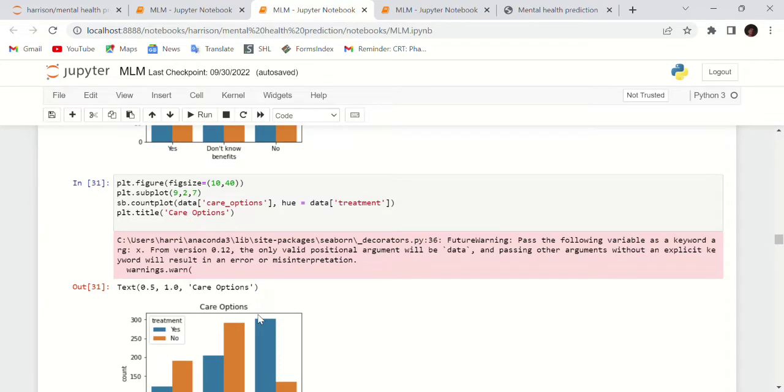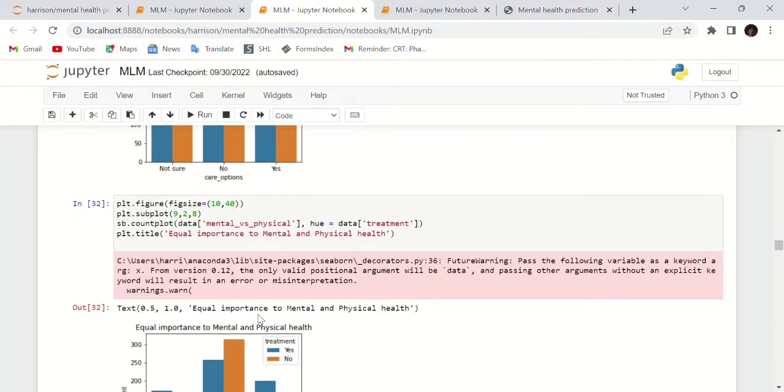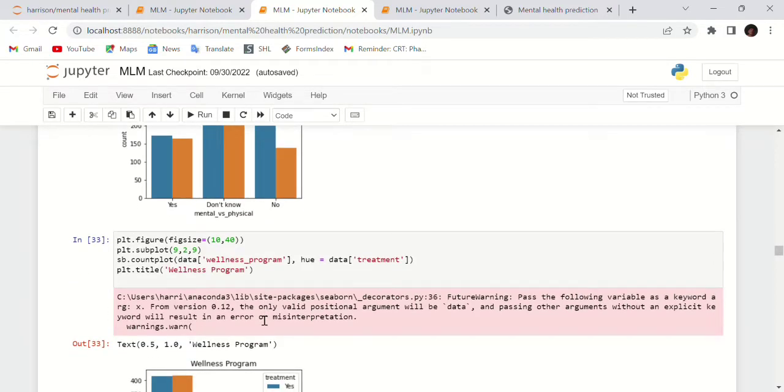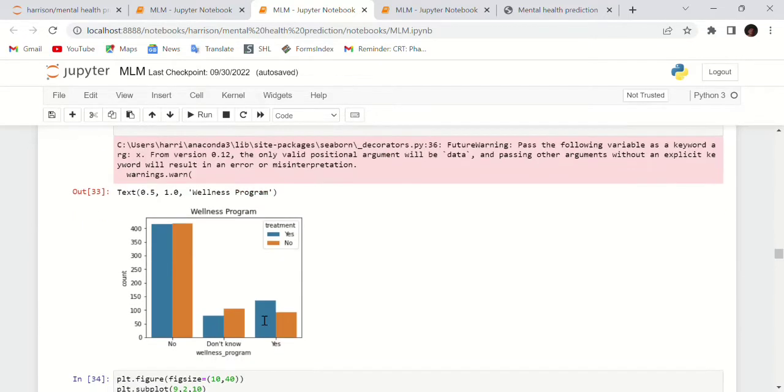Care options and treatment. This graph is quite similar to the benefits column. Mental versus physical health. We observe that half of the people are not aware of the importance given to mental health as compared to physical health, whereas almost equal parts of other values answered yes and no. Wellness program and treatment. We observe that most of the people who said no want to seek treatment, which means their company has to take steps in arranging for the same.